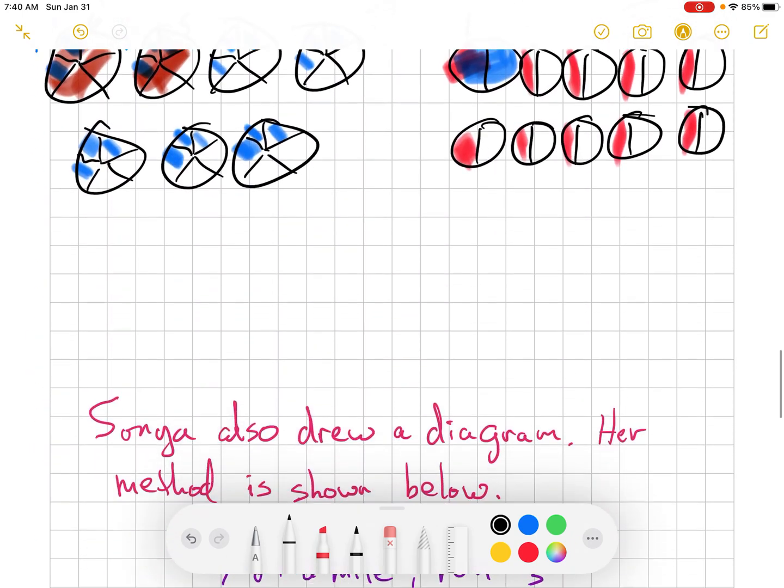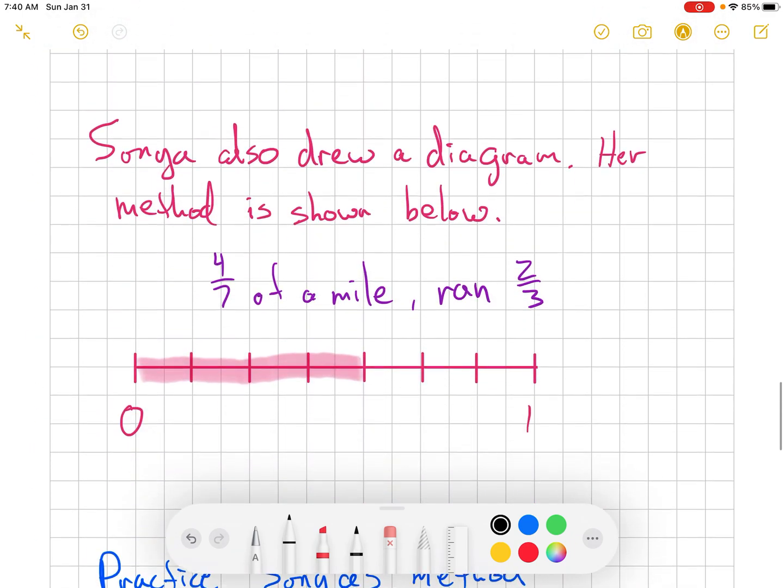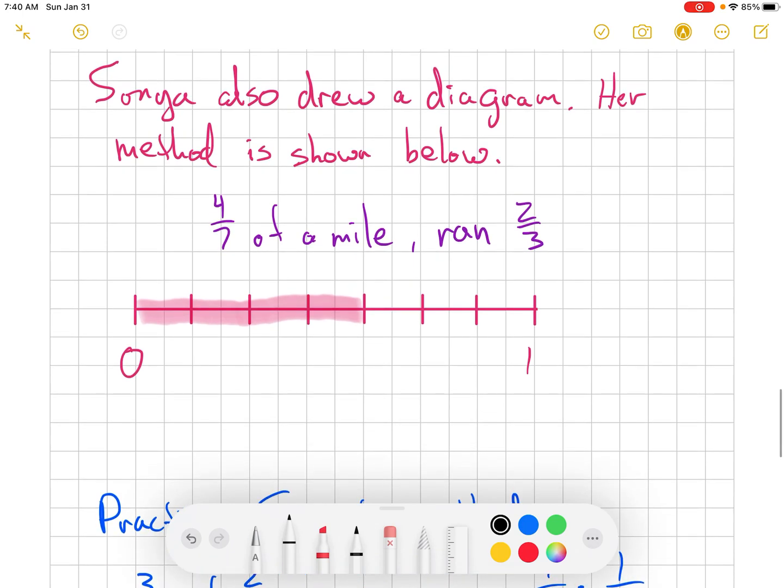All right, so let's do Sonia's version, right? So Sonia also is doing the running part, and she drew a totally different diagram. Her method is shown below. Remember, it's 4/7 a mile, but ran 2/3. You can see the 4/7, and what we'll do is we're going to divide. This one's a tough one.